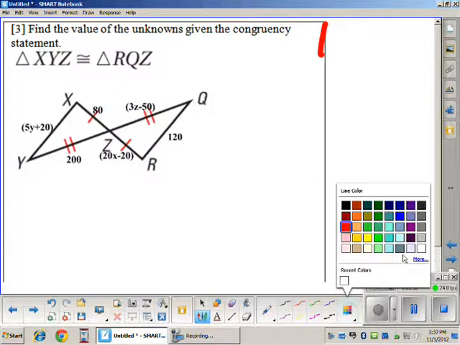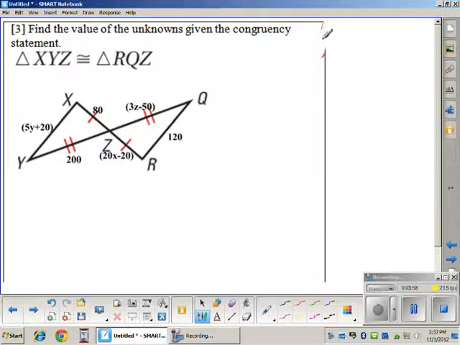So our job is twofold. One, we have to make sure we're matching congruent pieces, and the second thing is we have to make sure we can carry out the algebra. So let's match congruent pieces first. I'll try my best to color code this. We certainly have 80 matched with this value.